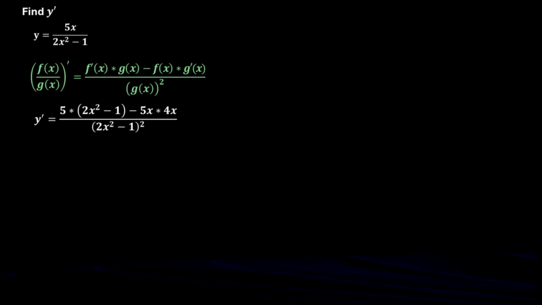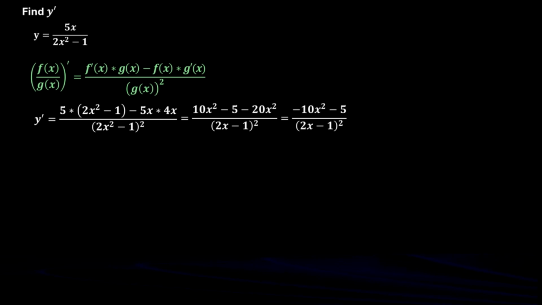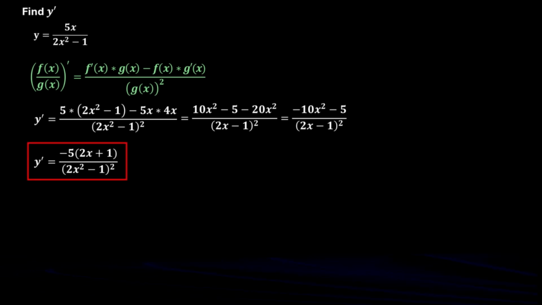So we have y prime is equal to 5 times 2x squared minus 1, minus 5x times 4x, all divided by 2x squared minus 1 squared. Simplifying, we get 10x squared minus 5 minus 20x squared, all divided by 2x squared minus 1 squared, which will further simplify into minus 10x squared minus 5 divided by 2x squared minus 1 squared. So our final answer is minus 5 multiplied by 2x squared plus 1, all divided by 2x squared minus 1, all squared.